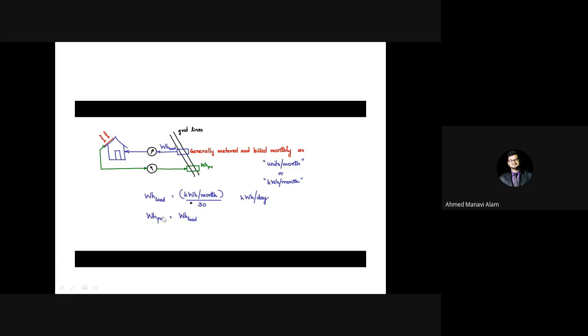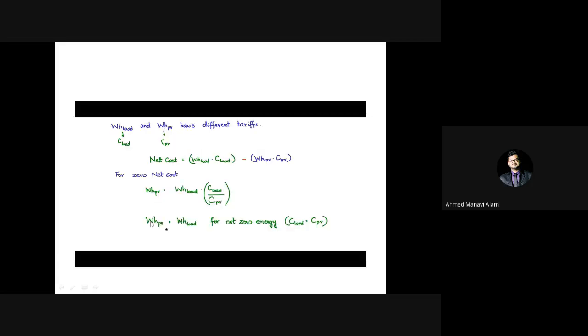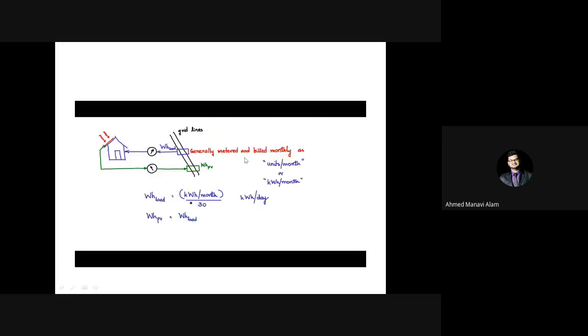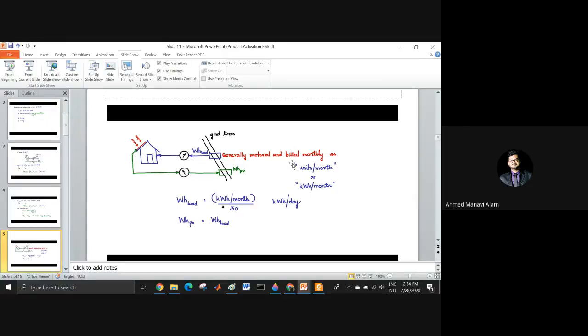Then WH_PV equals WH_load from the previous slide. When I do the example, it will be more clear, but remember that units and kilowatt hour are the same thing. Whenever an example or math is given per month, you just have to divide it by 30 to get the per day value. This is common sense. Suppose you are spending 30 taka per month.